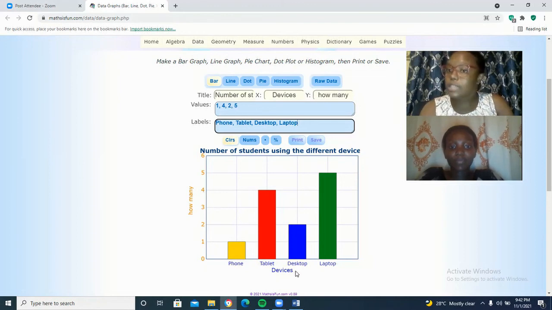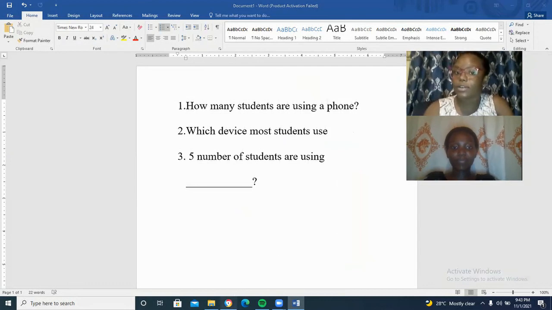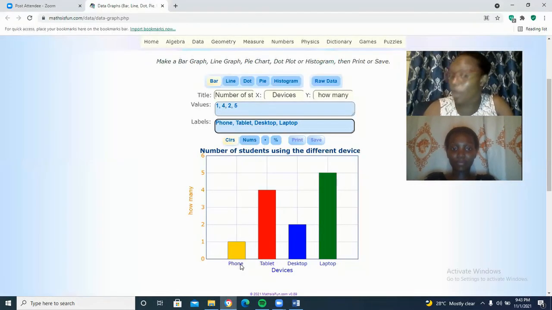You will now see a question to try on your own based on the bar graph presented. The first question is, how many students are using a phone? So you will now go back to our bar chart and look. As I said before, take your pencil and follow the bar. Then make a left turn at the end of your bar and you will get your answer.